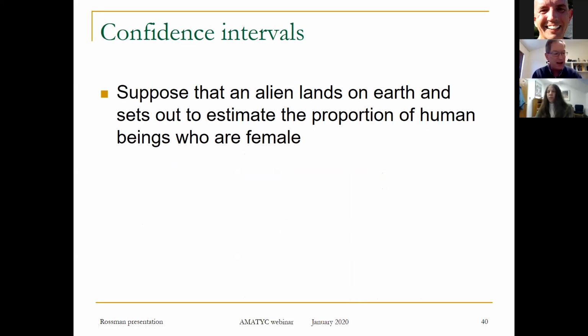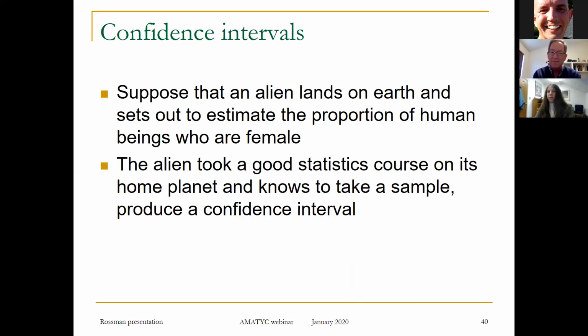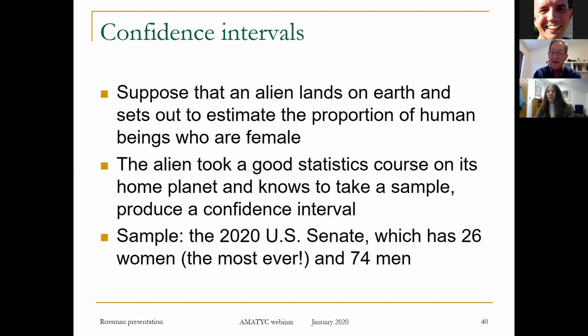Here's one of my favorite questions. It's ridiculous. Bear with me, please. Suppose an alien lands on Earth, wants to estimate the proportion of humans that are female. The alien had a good statistics course on its home planet, so it knows it should take a sample and produce a confidence interval. Let's suppose the alien happens upon the US Senate as its sample of human beings.